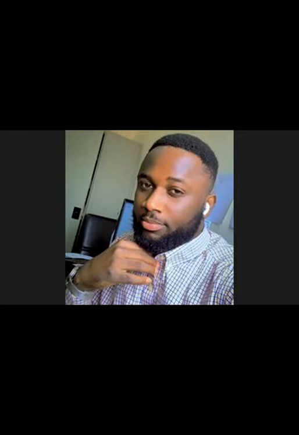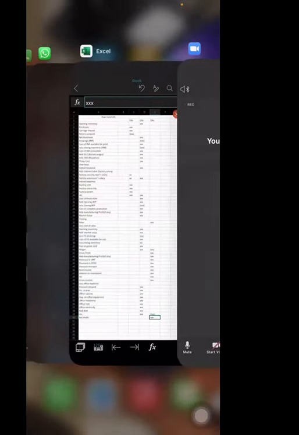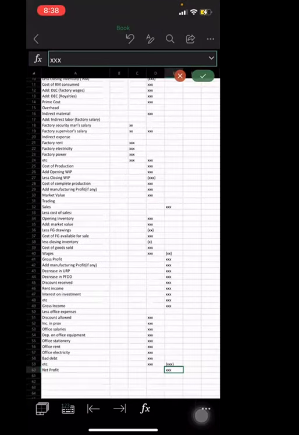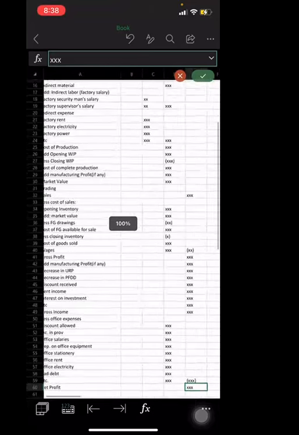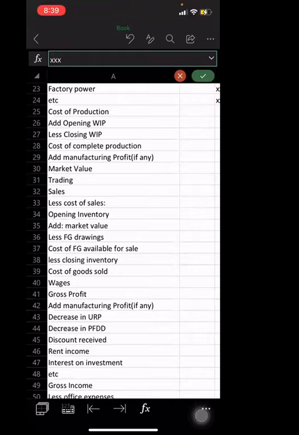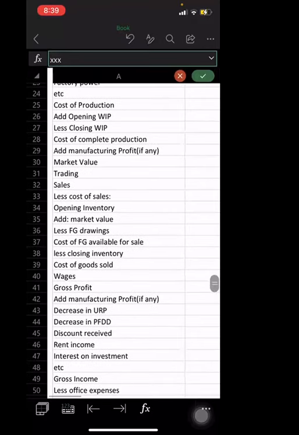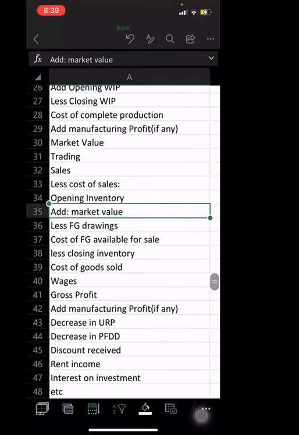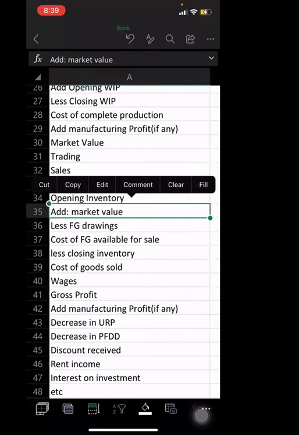Start broadcast. So if you are giving additional purchases, all right, can you all hear me? Yes. Hello. Very good. You see, we have opening inventory here, right? And we have market value. So if you are giving purchases or additional purchases, we add that as well, right? Before less finished goods drawing. All right, we add additional inventory and then less goods drawing.